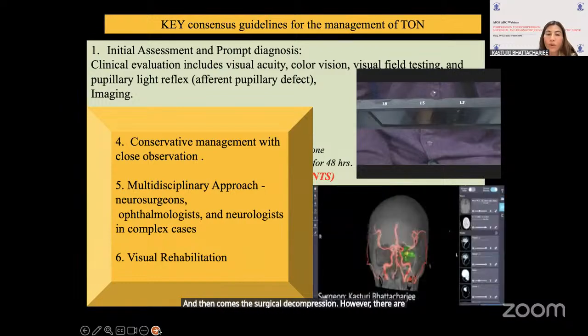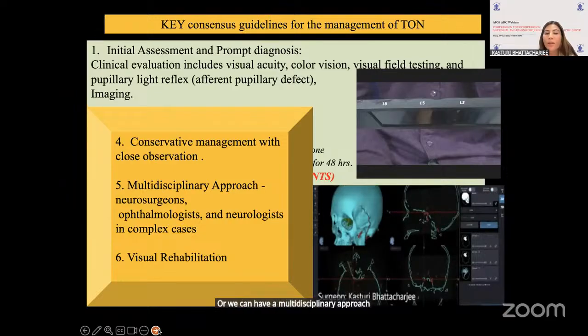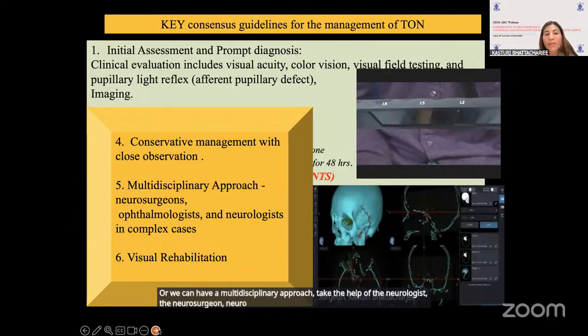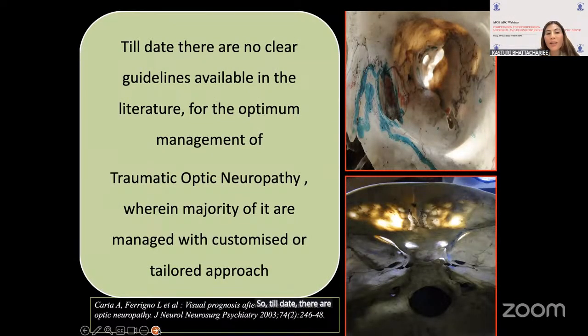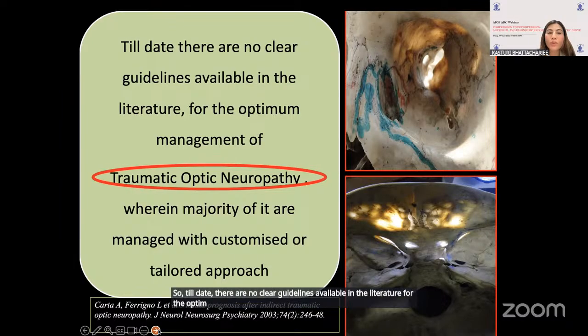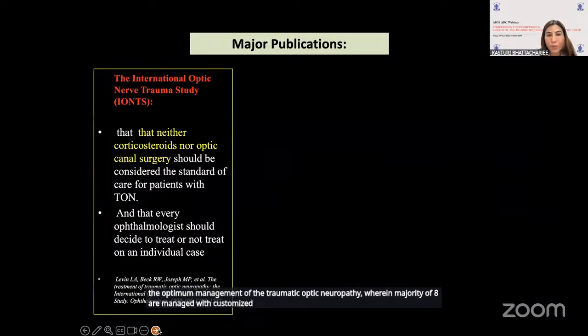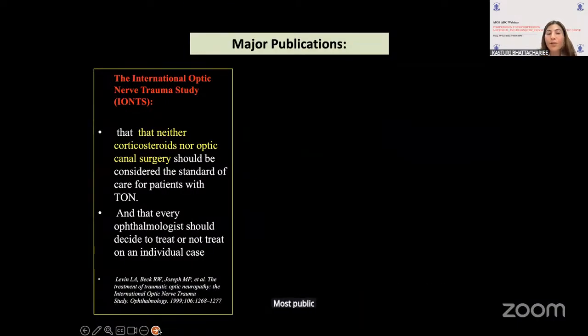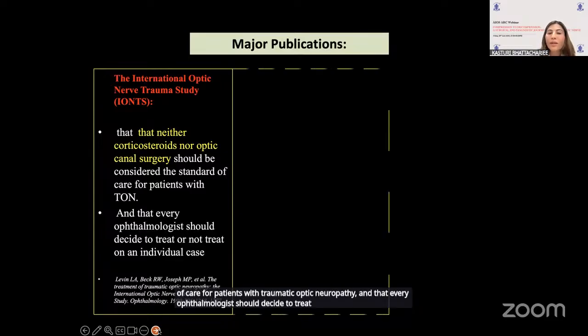However, the other school of thought is that we can go for conservative management, or a multidisciplinary approach, taking the help of the neurologist, neurosurgeon and neuro-ophthalmologist, and then go for the final visual rehabilitation. So to date, there are no clear guidelines in the literature for the optimum management of traumatic optic neuropathy, and the majority of cases are managed with a customized or tailored approach. The IONTS study concluded that neither steroid nor canal decompression should be considered the standard of care for patients with traumatic optic neuropathy, and that every ophthalmologist should decide to treat or not treat on an individual basis.